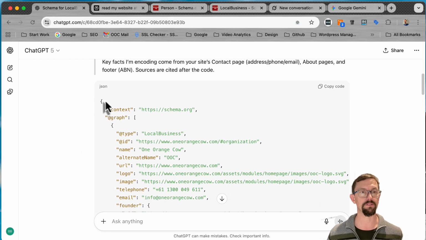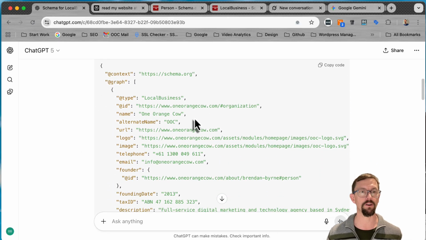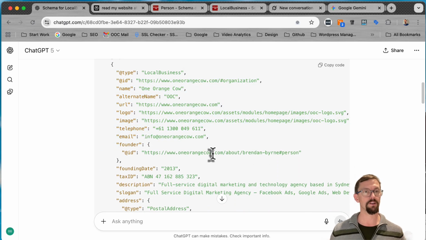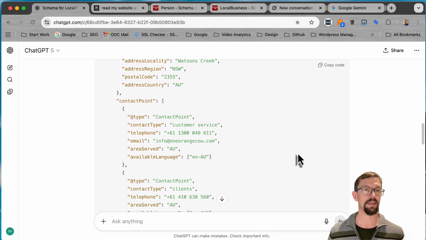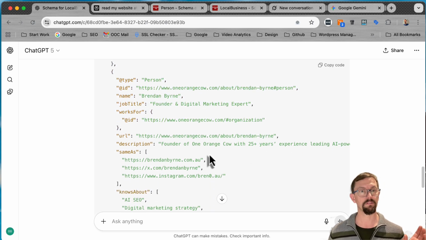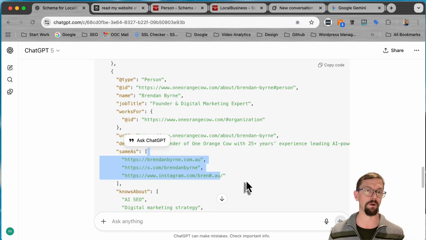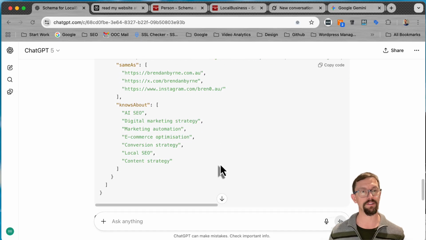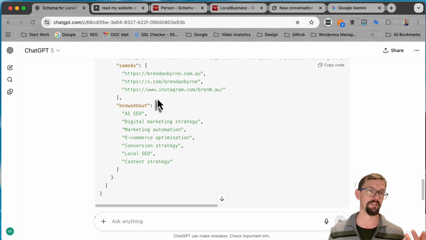So right now, it's already created the schema for me for local business and given all of this information about me or my business, the logo, the image, the telephone number, the best phone number, who the founder is. It actually references the person details. And then, has it done the full request? And then it's actually specified the person as well and all the detail about me personally. It's even gone and picked up a bunch of other URLs in their sameAs to say, here's where you can also find this same person. And it's told the search engines all about what you know about.